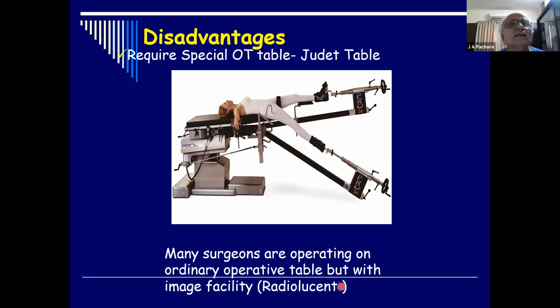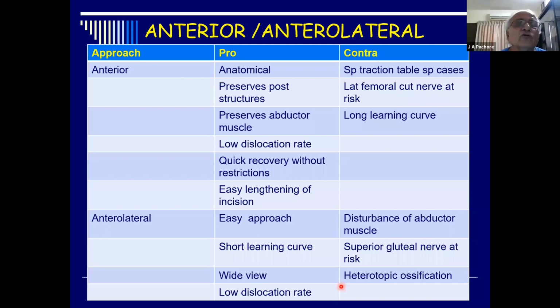So what are the pros and cons between the anterior and anterolateral approach? If you look at the anterior approach, this is anatomical, needs a special traction table, special cases. It preserves posterior structures. That's why the rate of dislocations is negligible. The only problem is the lateral cutaneous nerve, which I told you is at the highest risk, and that's why you have to literally take consent from these patients. It preserves the abductor muscle, because you are working in the intermuscular plane. We are not touching the abductor at all. Only a long learning curve. Low dislocation rate, quick recovery without restriction, no precautions. Easy to lengthen for a senior surgeon, not for normal surgeons.